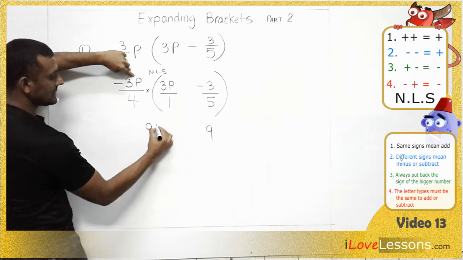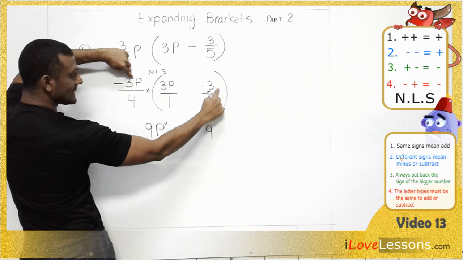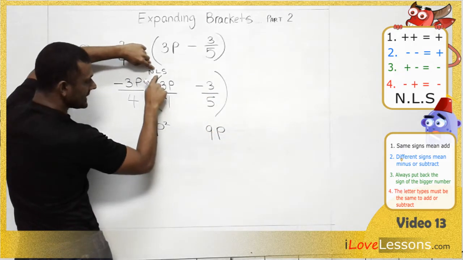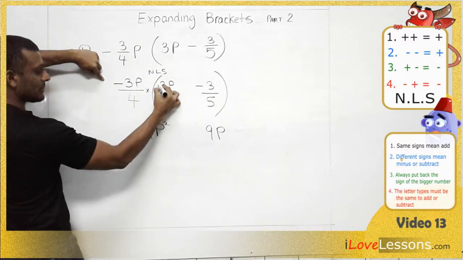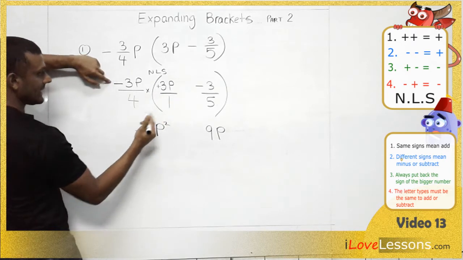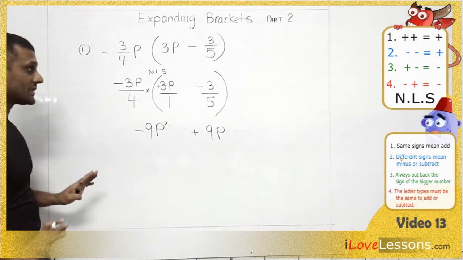P by P is P squared. P, there's no letter here, so P by no letter will still give us P. We're finished with the letters. Let's go to the signs. Now this 3 here is a secret positive. A negative and a positive is a negative. A negative and a negative is a positive. So we're finished with the top.